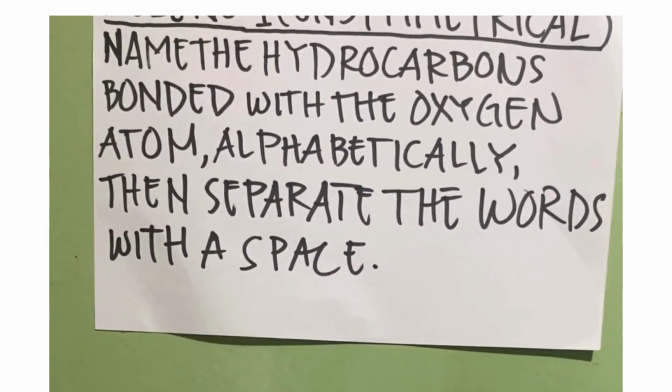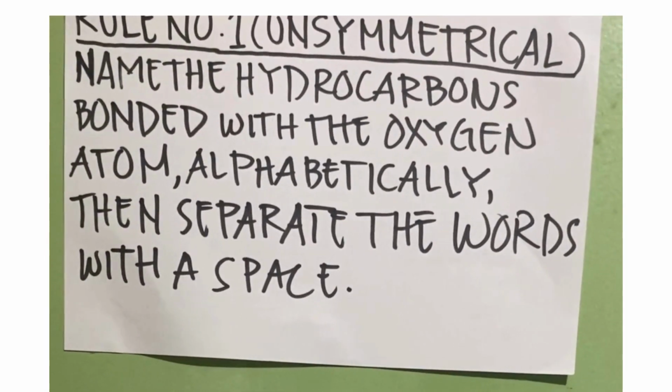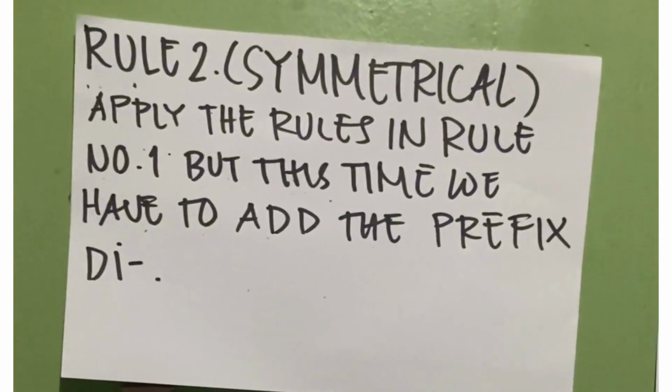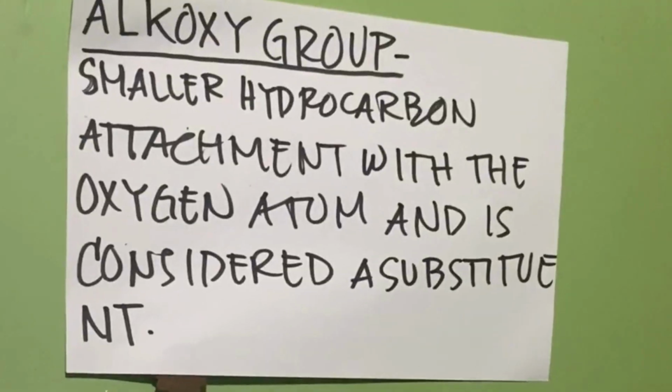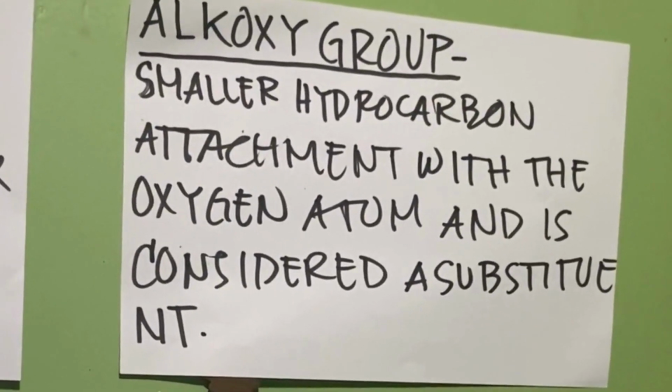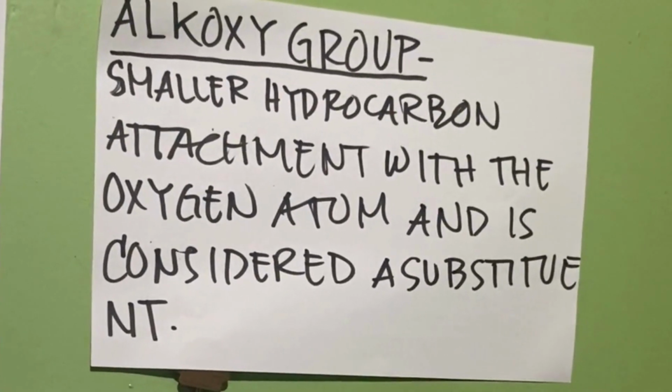IUPAC names and nomenclature. Rule number 1, select the longest carbon chain and use it as the base name. Rule number 2, apply the rules in rule number 1, but this time we have to add the prefix di. Alkoxy group: the smaller hydrocarbon attachment with the oxygen atom, which is considered a substituent.